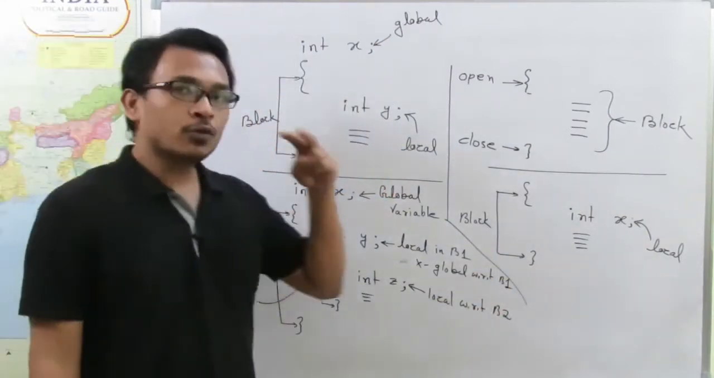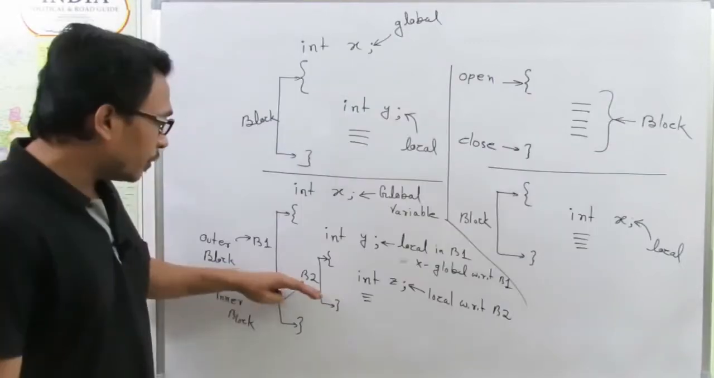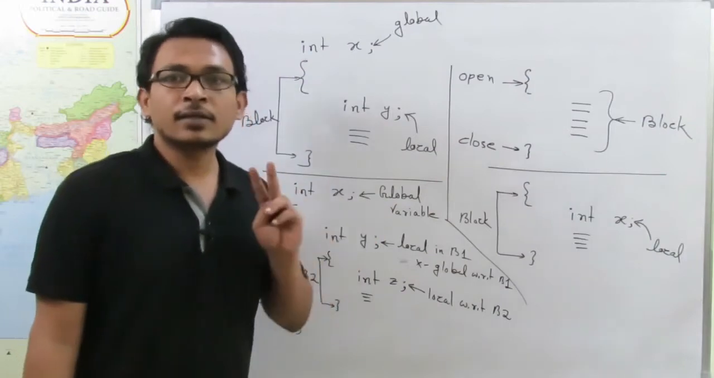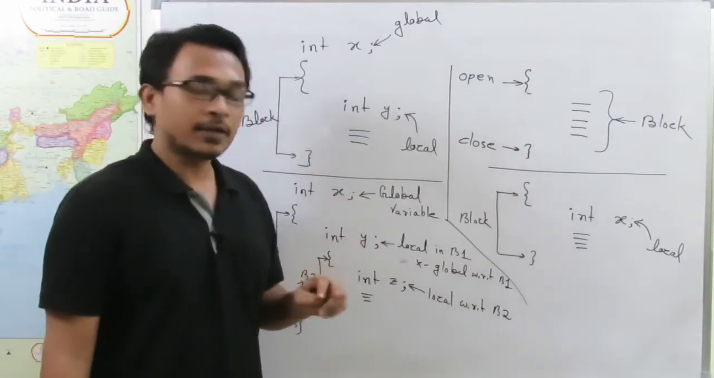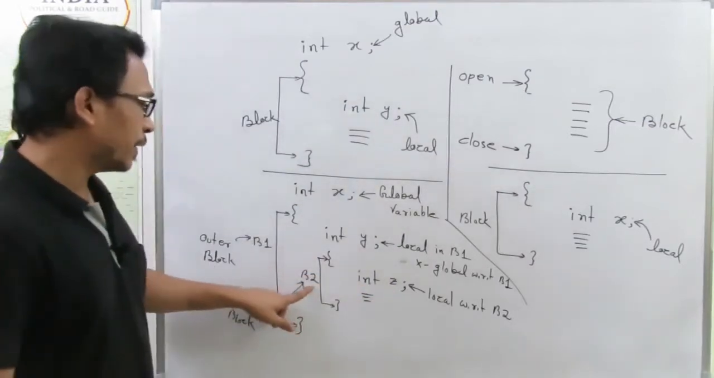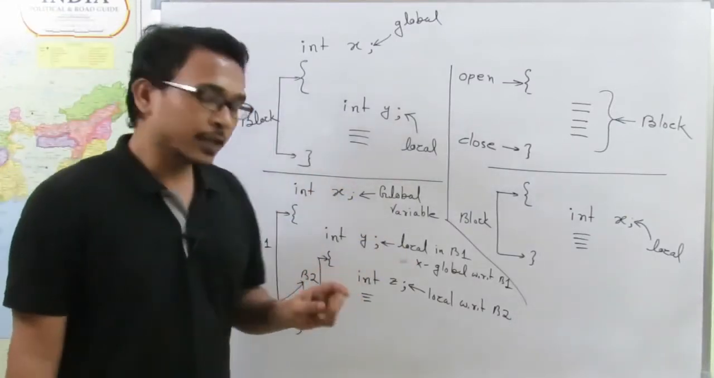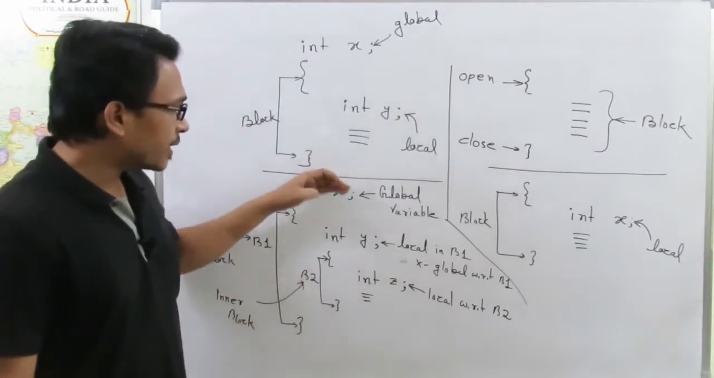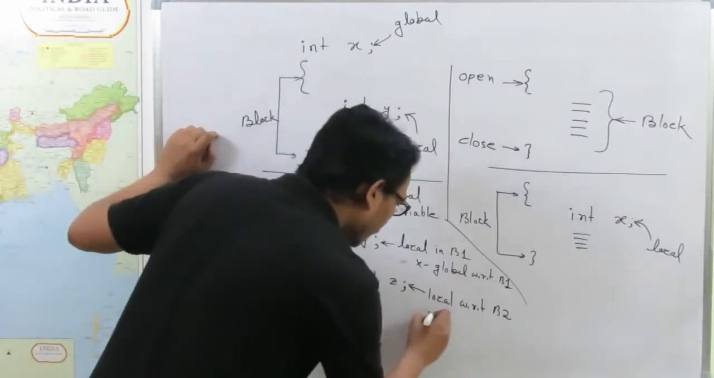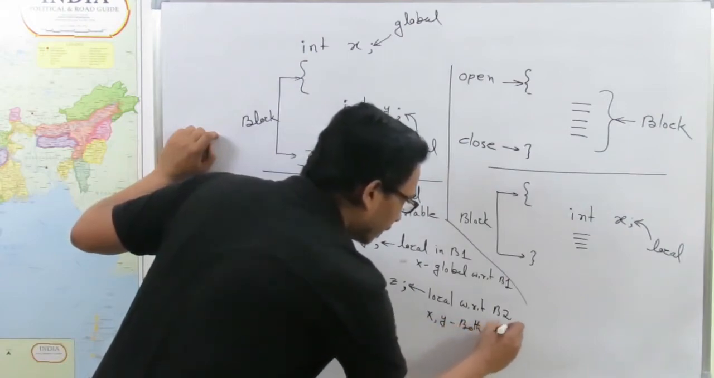Now look here, we have two more variables defined outside the B2 block. Now with respect to B2, the variable declared inside B2 is g. Only one variable is declared inside the B2 block. That means that particular variable g is a local variable with respect to B2. But both x and y are defined outside the block B2. That means with respect to the B2 block, both x and y are global variables.